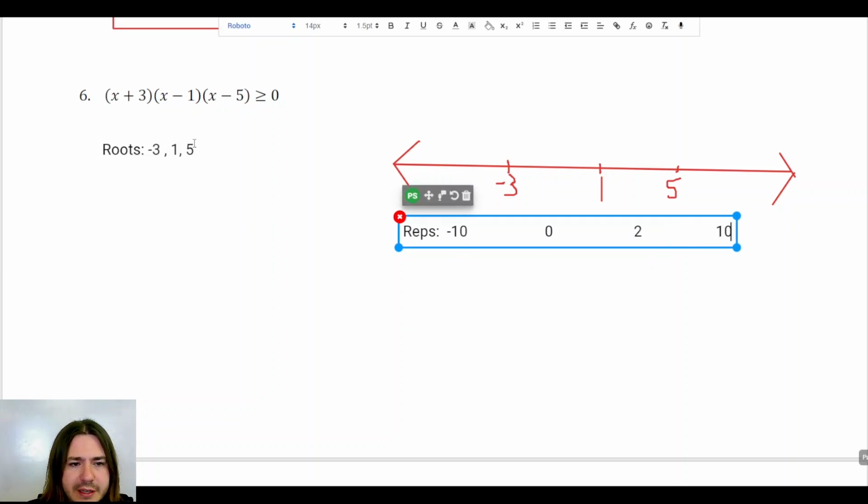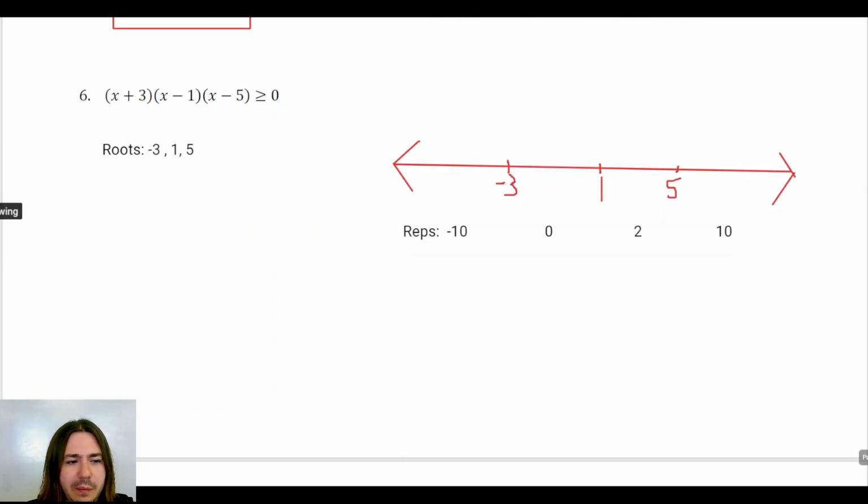Okay, so if I plug in negative 10, I'm going to get a negative times a negative times a negative, which will be negative. Multiplying 3 negative numbers is going to result in a negative number. None of these roots have multiplicity. They're all single roots. So if you're 100% confident this is right, it should just alternate. But we will check just to make sure that we didn't make a mistake somewhere.